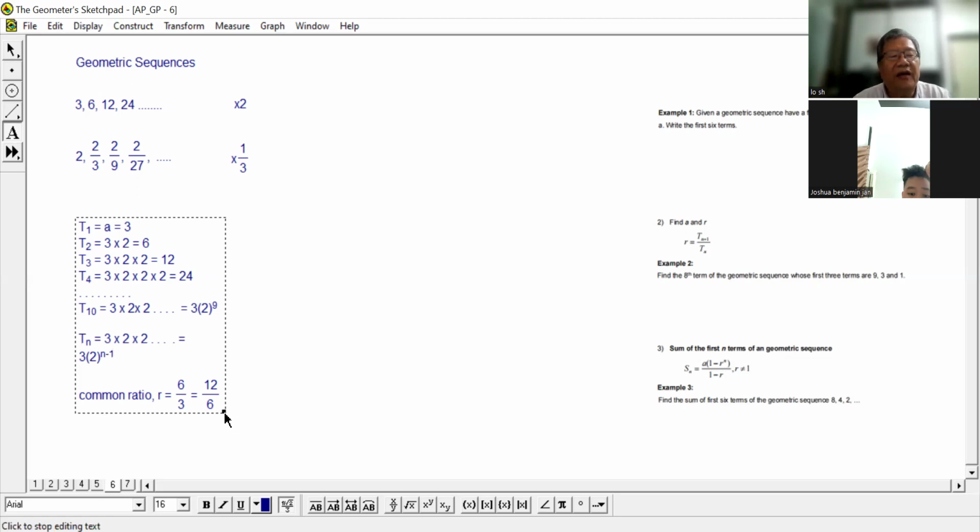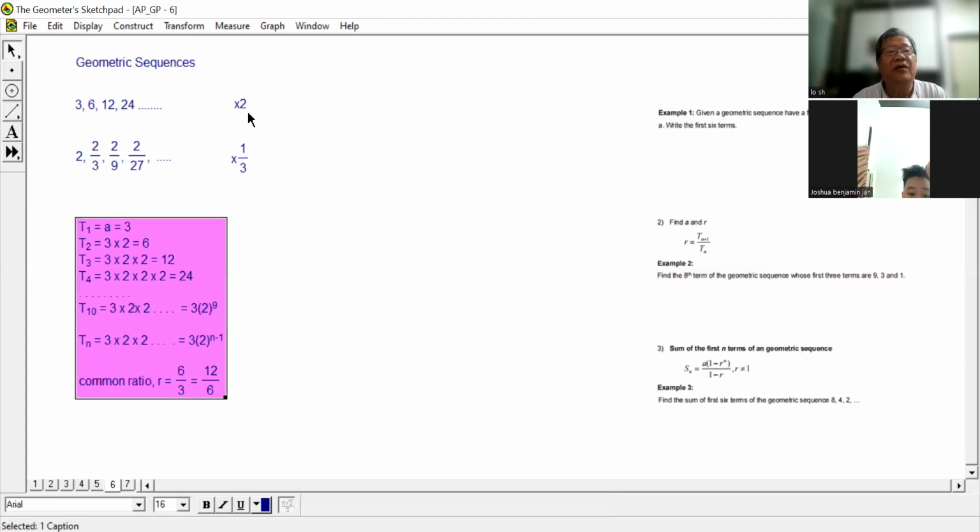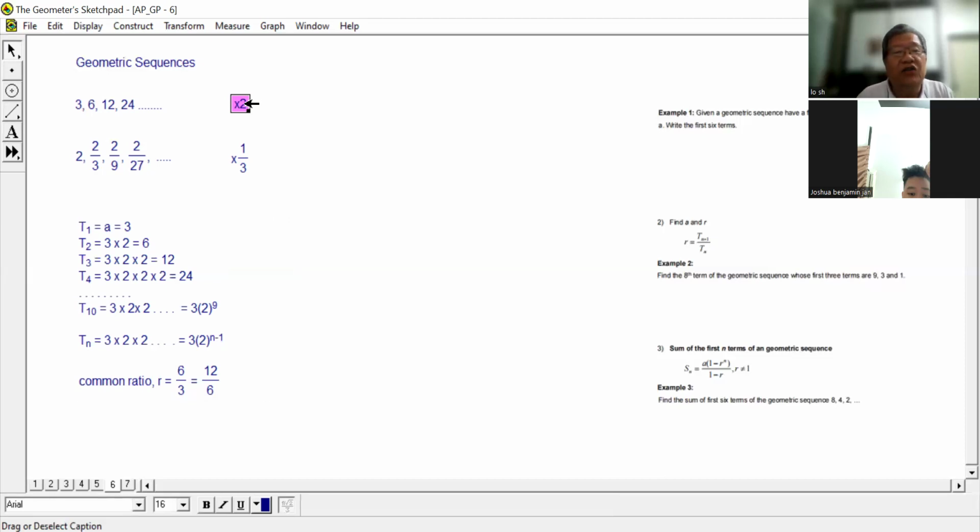Okay. Another thing I want you to know is the number that we multiply, instead of calling it common difference, we call it the common ratio. Because of ratio, we use the letter small r. If we multiply by 2, then the r is 2. If we multiply with 1/3, then we call the r 1/3.